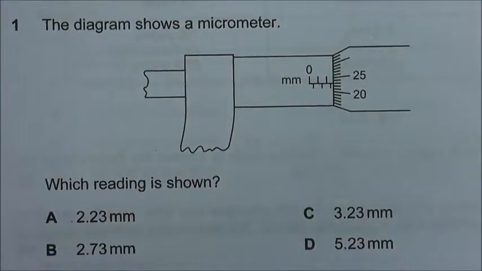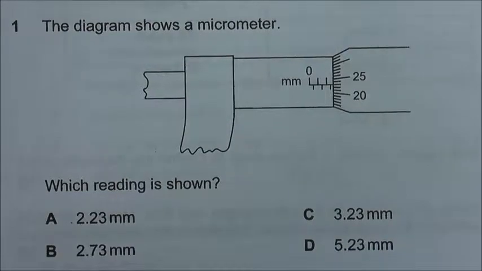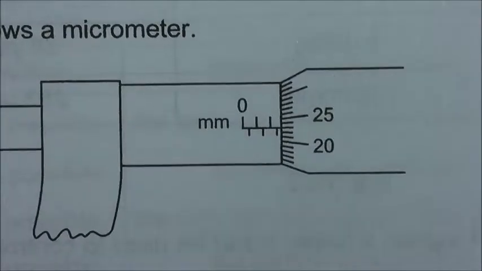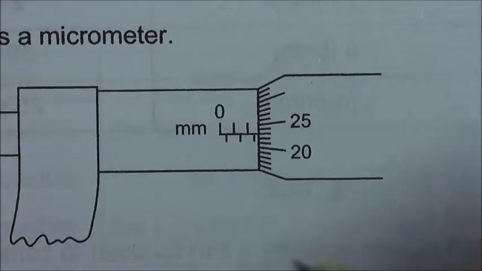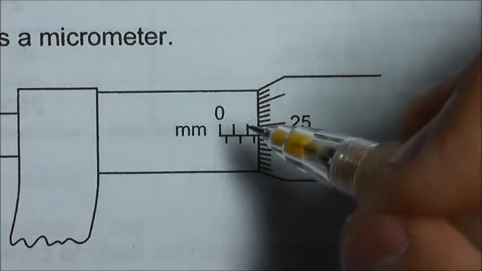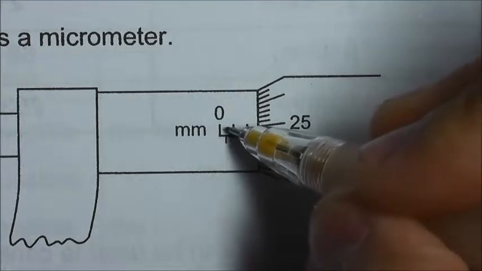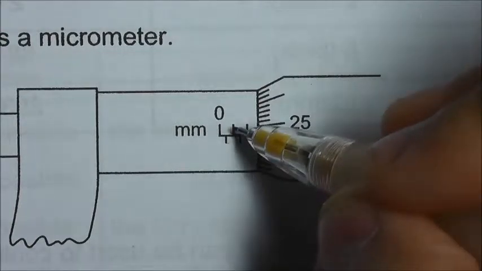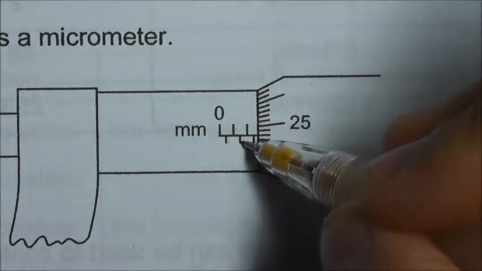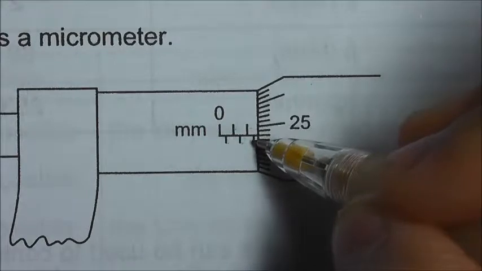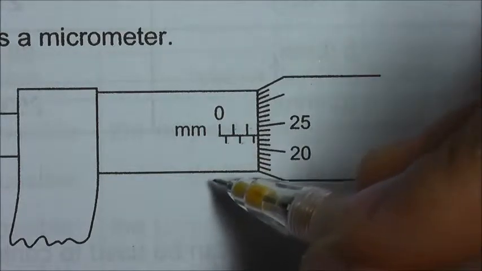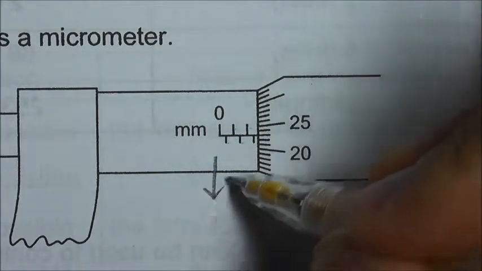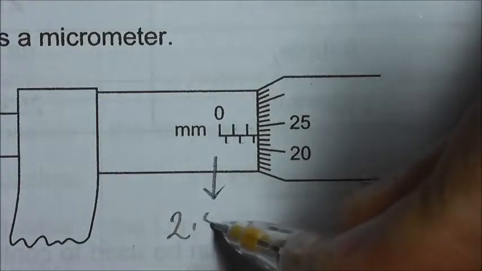We have a micrometer here, so we are supposed to read off this reading. Let me zoom in onto the scale. First of all, we read from the main scale. This is 0, this is 0.5 mm, 1 mm, 1.5 mm, 2 mm, 2.5 mm. So from the main scale, we read off 2.5 mm.